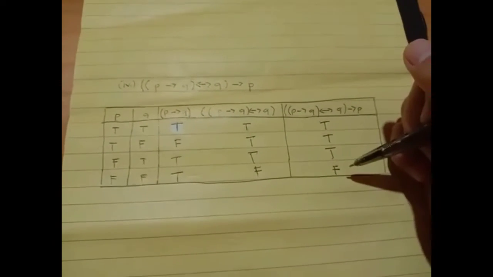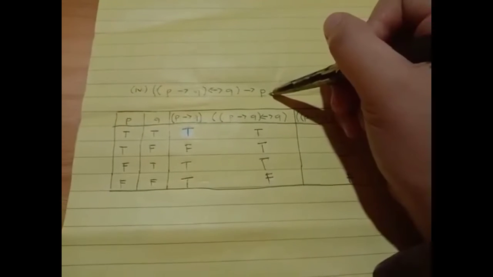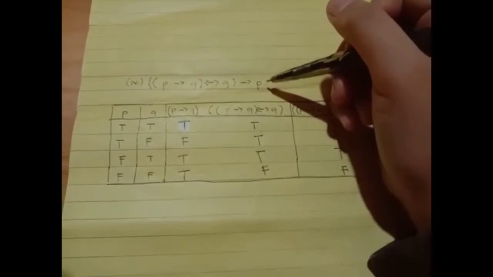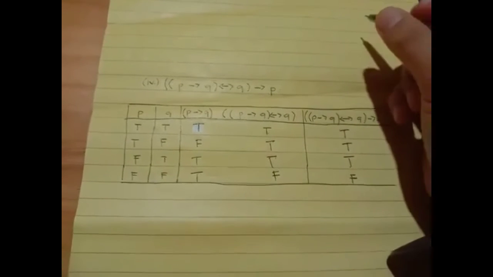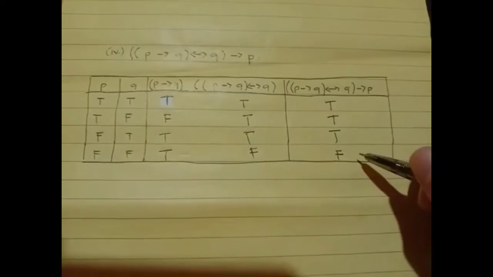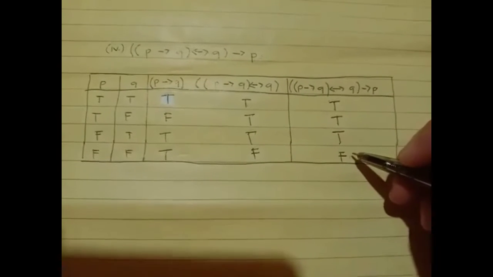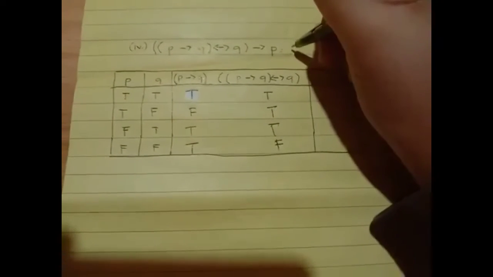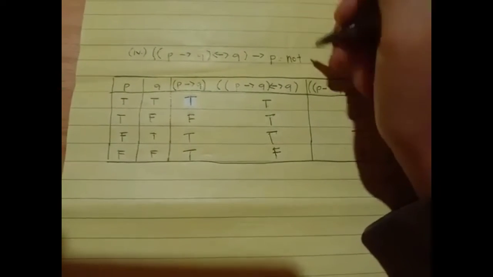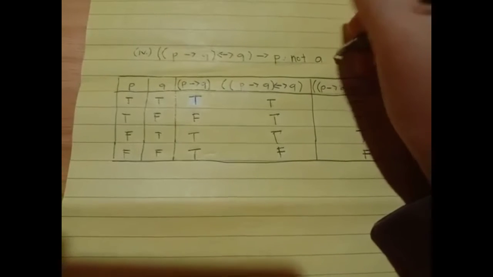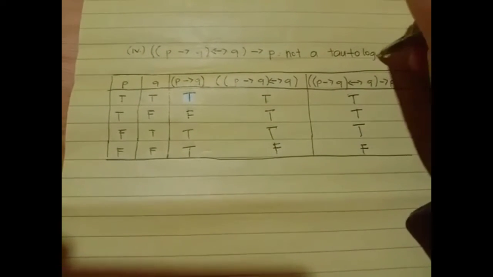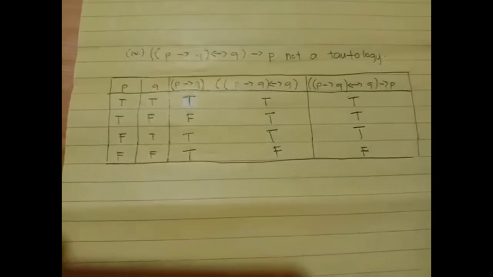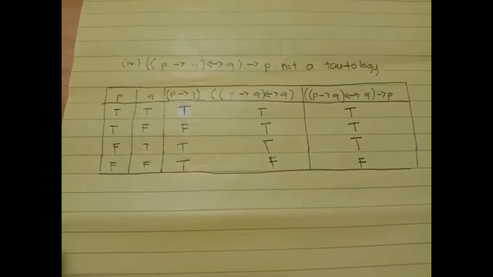So we can tell that this propositional form is not a tautology, since there is only one false. So this is not a tautology. So that would be all.